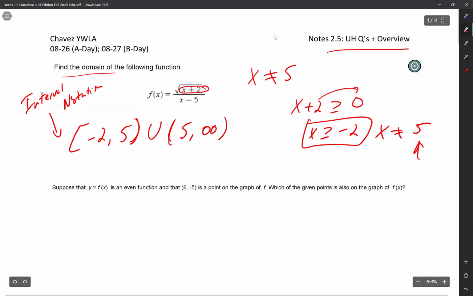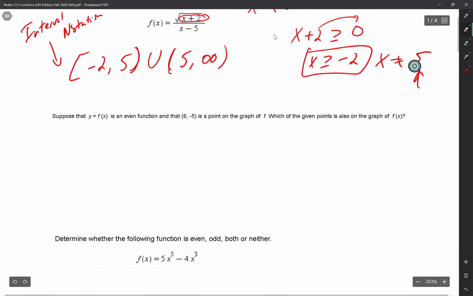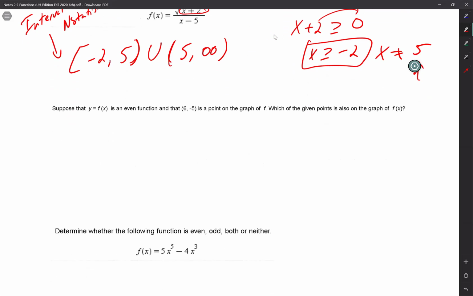All right, guys, let's go to the next one. Suppose that y equals f of x is an even function. So the even function property is this: f of negative x equals f of x. That's the property for even.